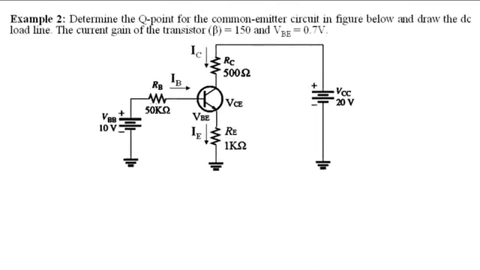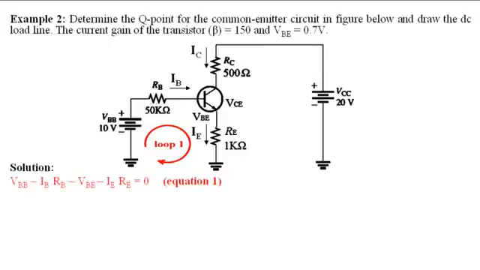Example 2. Determine the Q point for the common emitter circuit in figure below and draw the DC load line. The current gain of the transistor, or beta, equals 150, and VBE equals 0.7 volt. Solution. First of all, we apply Kirchhoff's voltage law to loop 1, and we get equation 1.